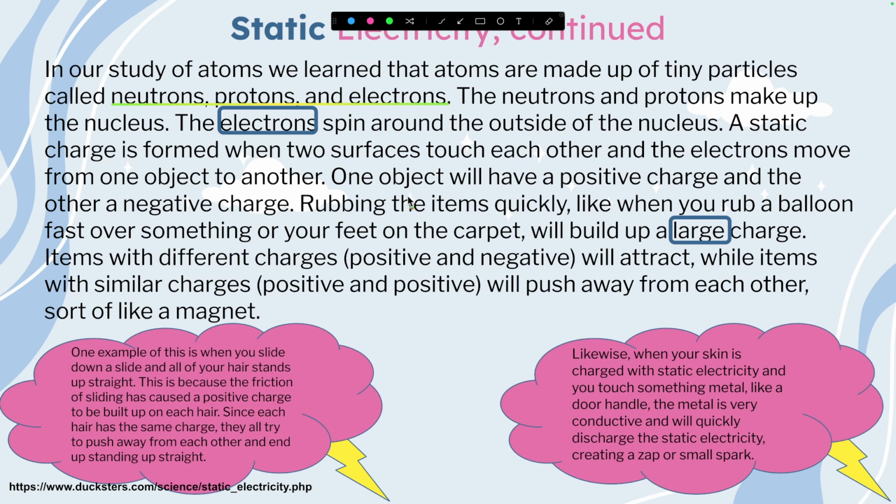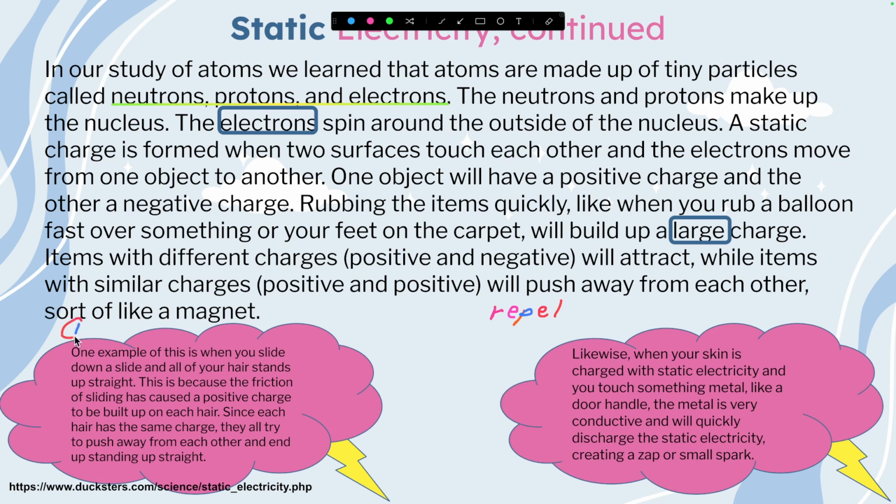Rubbing the items quickly, like when you rub a balloon fast over something or your feet on the carpet, will build up a large charge. Items with different charges, positive and negative, will attract, while items with similar charges, positive and positive, will push away, or sometimes we call that repel. They'll repel each other, sort of like a magnet would.